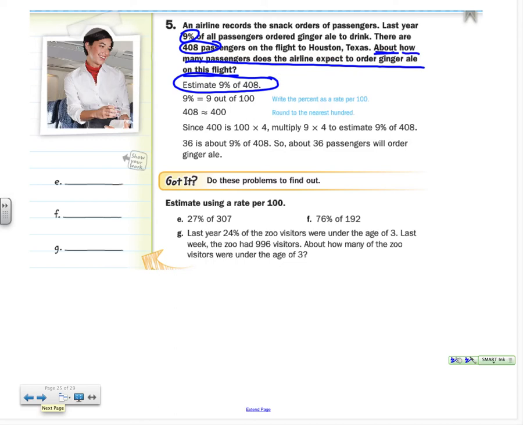So 9% is close to 10%. So I could round that to 10% of 408, which is close to 400. So my problem would be 10%, which is 1/10, of 400. It's a division problem because you're finding a part of a whole. 400 divided by 10 is 40. This way showed you to do it a little bit different. You can go ahead and read through that if you want to figure out their way. Go ahead and do the got it problems, E, F, G.